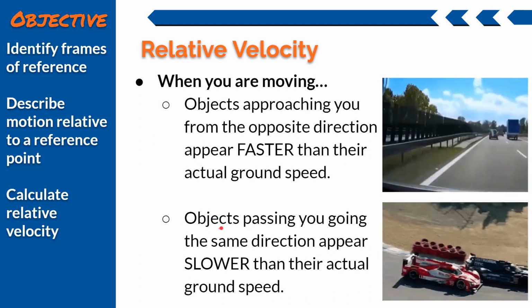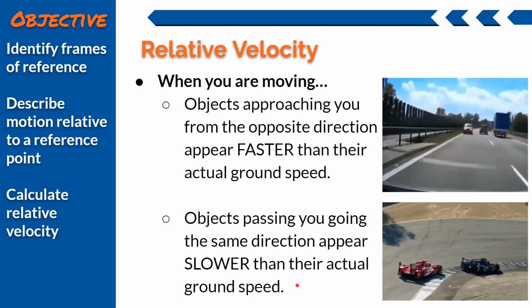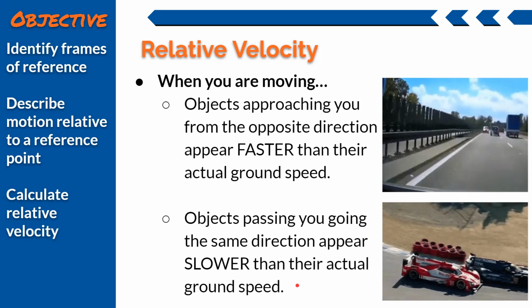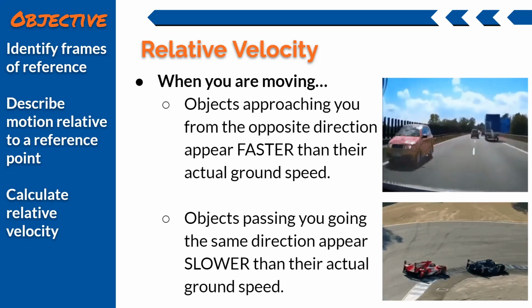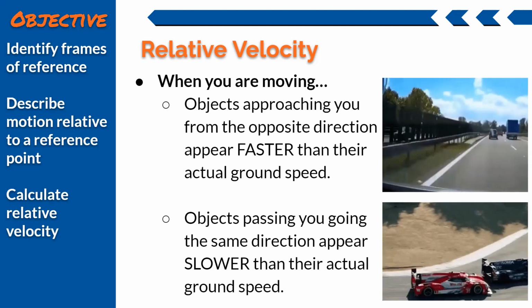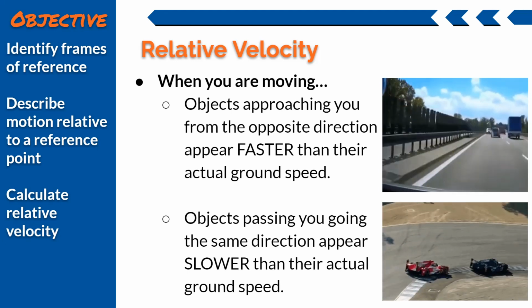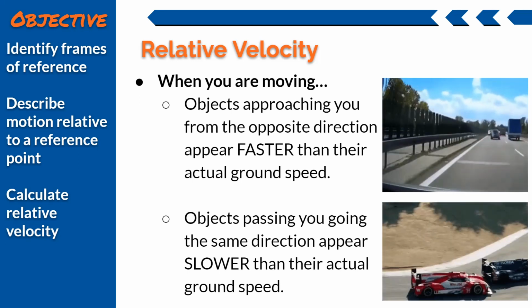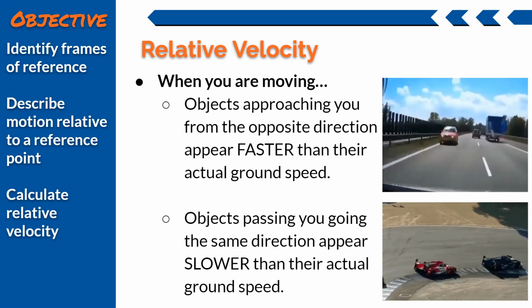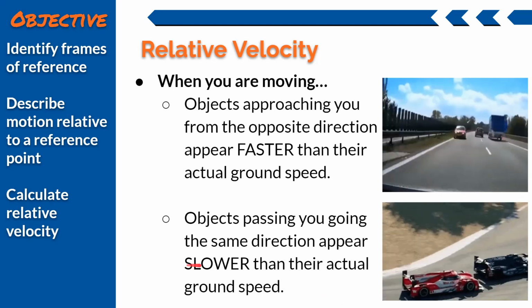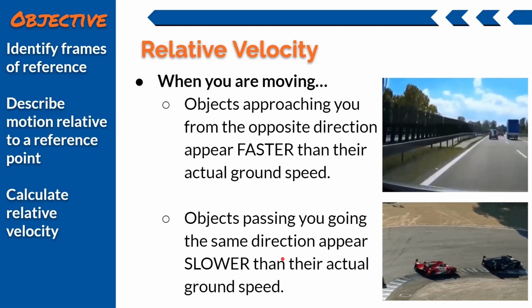Objects that pass you going the same direction appear slower than their actual ground speed, again, from your frame of reference. If you're driving on the freeway going 70 and somebody's speeding and they're going 85, they're going to pass you, but they only look like they're moving 15 miles an hour faster than you are in that example. They don't actually look like, with respect to you, that they're moving 85. Now you might think, that guy's driving really fast, because you already know that you're moving. But relative to your position, they would appear slower than their actual ground speed.